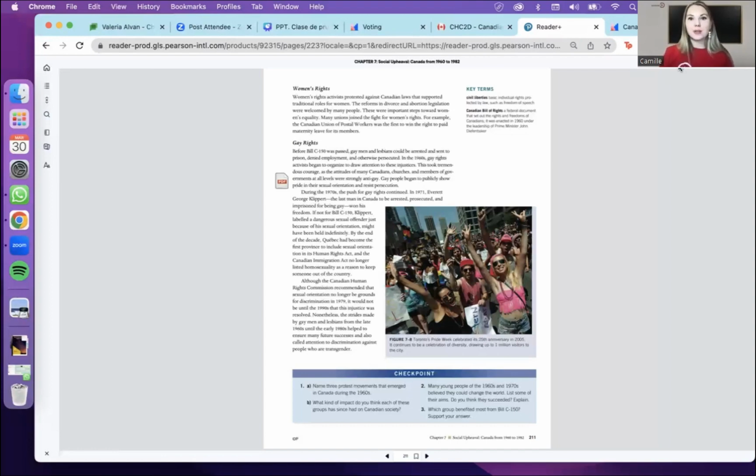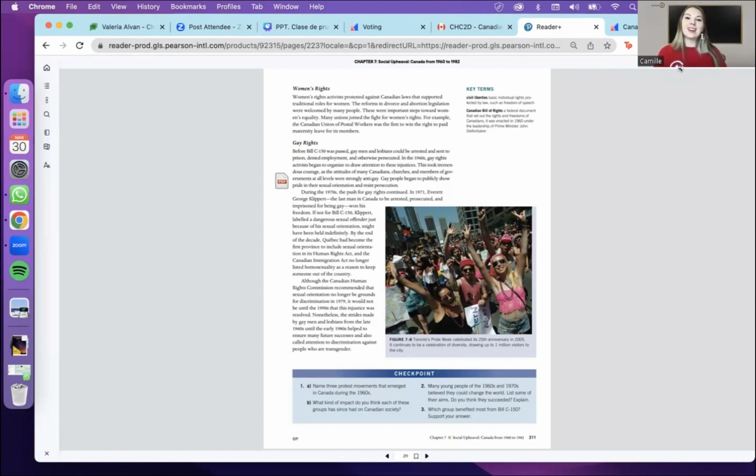Many unions joined the fight for women's rights. For example, the Canadian Union of Postal Workers, the people who send the mail, were the first to win the right for paid maternity leave for its members. This is revolutionary. In the United States, there's currently no law, regulation, or policy that guarantees maternity leave for individuals. In Canada, that is now protected under our women's rights. So if you have a baby, you have the right to have some time off from work, which feels pretty fair.